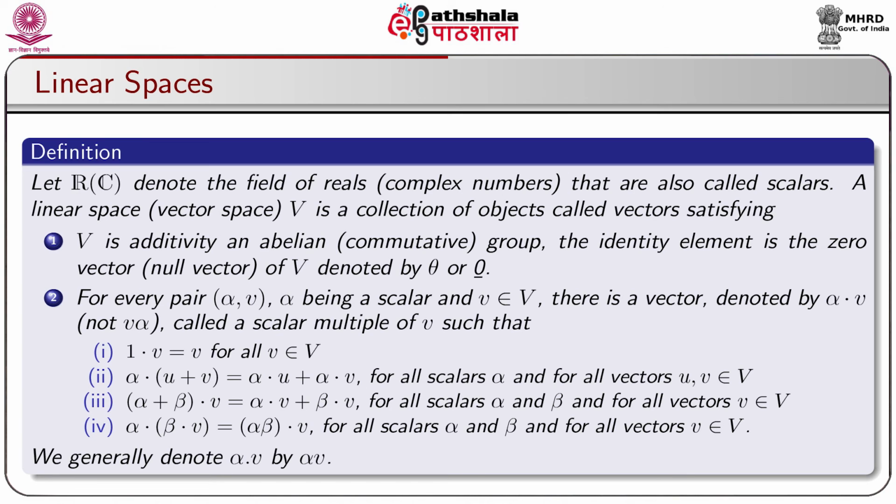Number 1, 1·v is equal to v for all elements v belonging to V. Number 2, alpha·(u plus v) is equal to alpha·u plus alpha·v for all scalars alpha and for all vectors u, v belonging to V. Number 3, (alpha plus beta)·v is equal to alpha·v plus beta·v for all scalars alpha and beta and for all vectors v belonging to V. Number 4, alpha·(beta·v) is equal to (alpha beta)·v for all scalars alpha and beta and for all vectors v belonging to V. We generally denote alpha·v by alpha v.